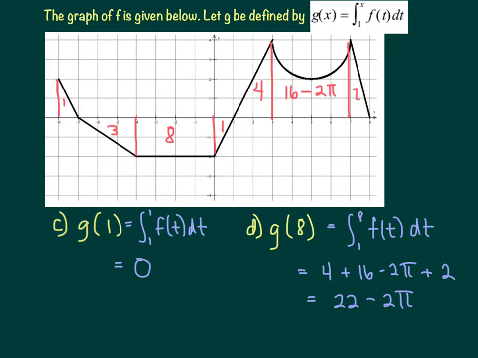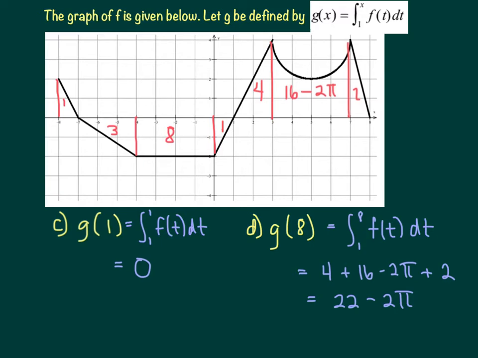Okay, so let's compare your answers. The first one should have been a nice and easy one for you. G of 1, again, I'm replacing the x value with 1. So the integral from 1 to 1 of f of t dt is simply going to be 0. Remember, if those bounds, upper and lower, match, then your integral is simply 0.